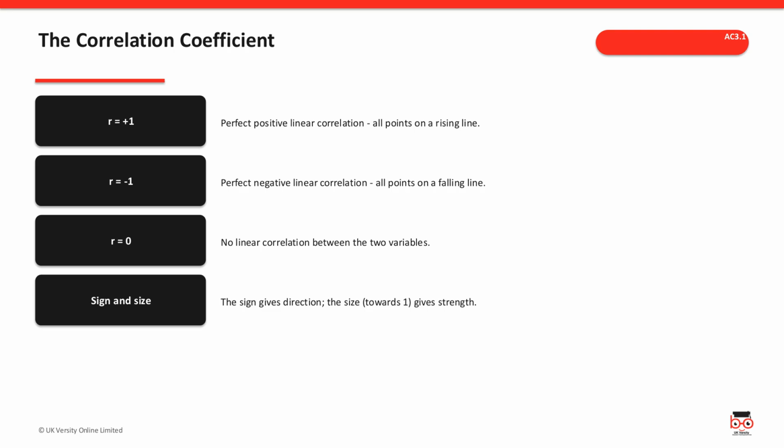Let's get a feel for the scale of the correlation coefficient R. An R of +1 is perfect positive linear correlation, every point sitting on a single rising line. An R of -1 is perfect negative correlation, all points on a falling line. An R of 0 means no linear correlation at all, so the sign tells you the direction, and the size, how close to 1, tells you the strength.